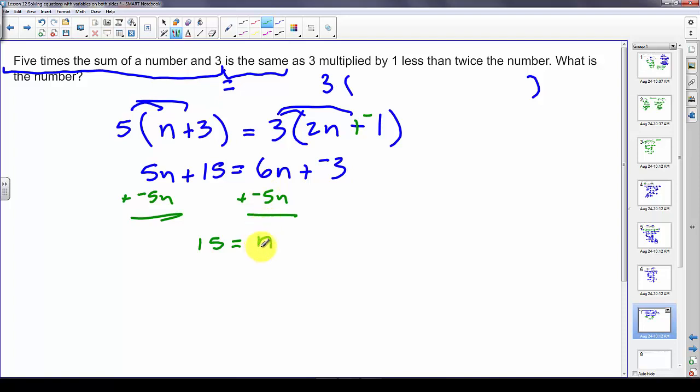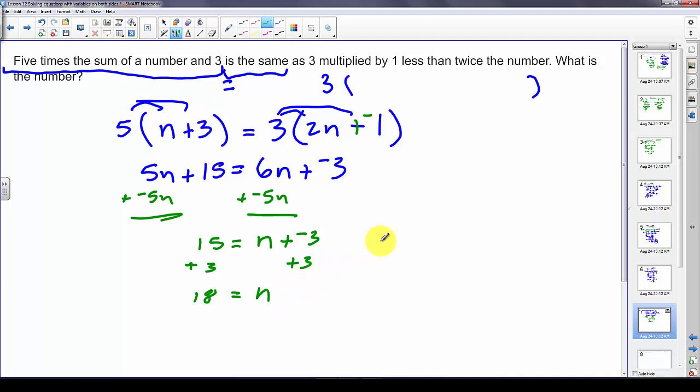6 plus negative 5 is a positive 1n plus negative 3. Going to add the opposite to both sides, so I'm going to add 3 to both sides, and I end up with 18 equaling n. And if I wanted to check that, it wouldn't be too difficult.